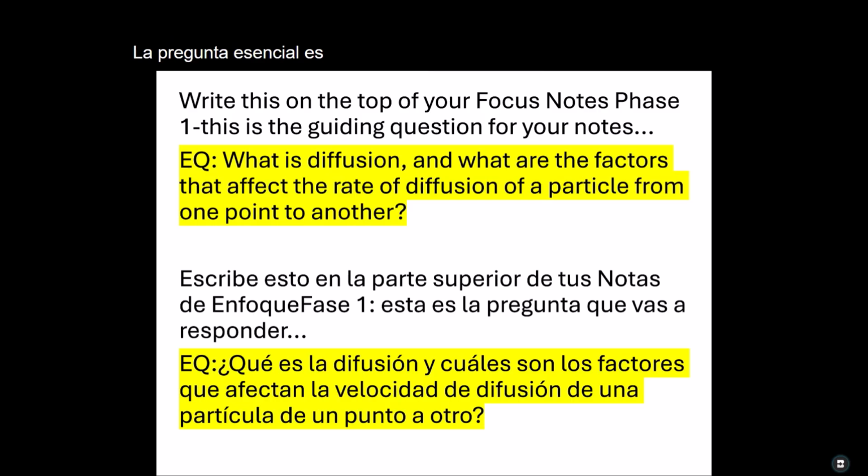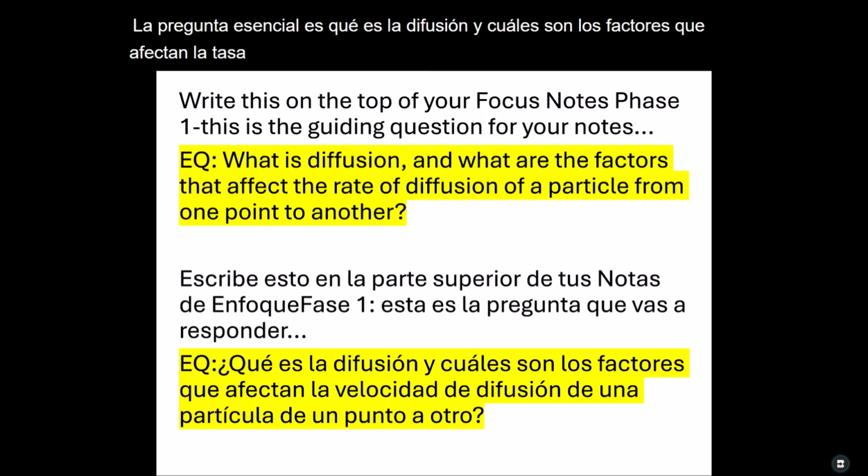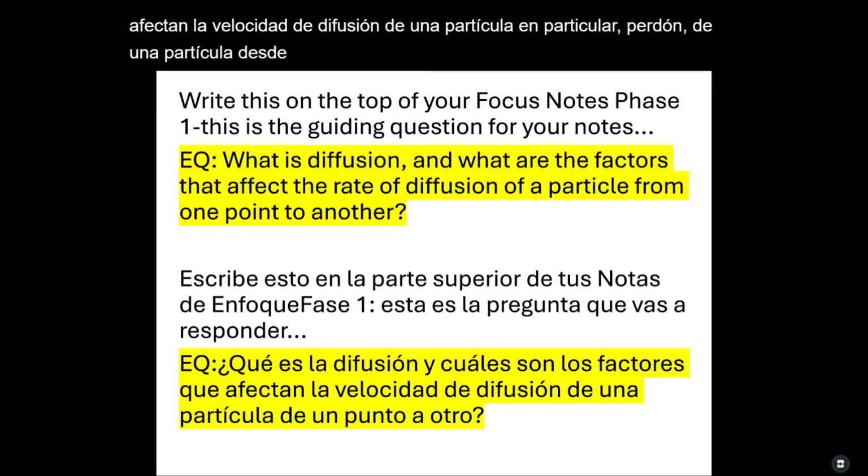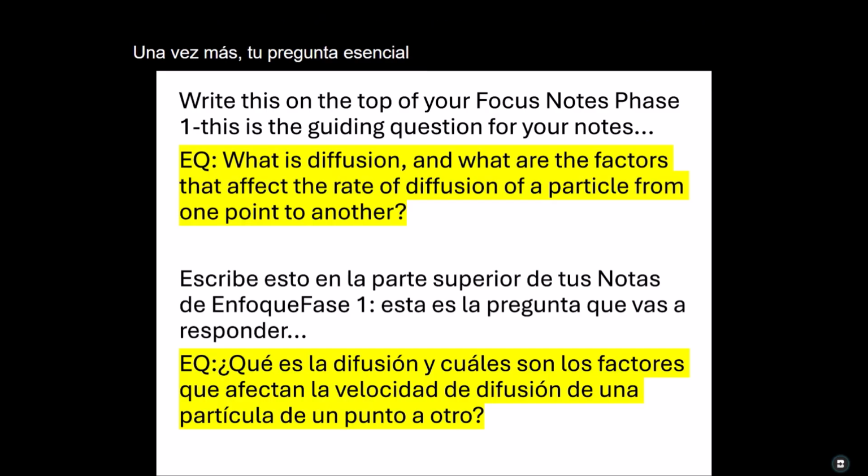And what are the factors that affect the rate of diffusion of a particle from one point to another? Once again, your essential question is, what is diffusion and what are the factors that affect the rate of diffusion of a particle from one point to another? This is what you need to be writing on the top of your focus notes.